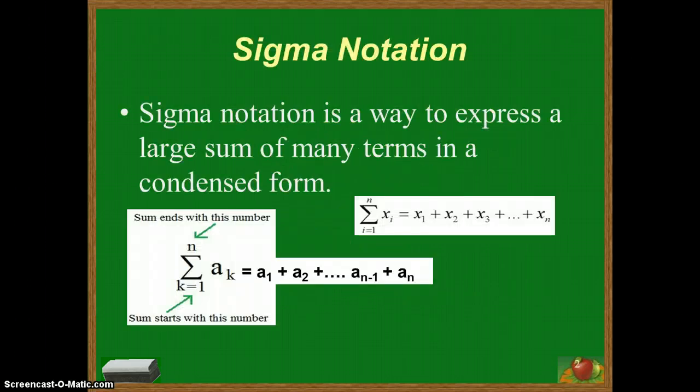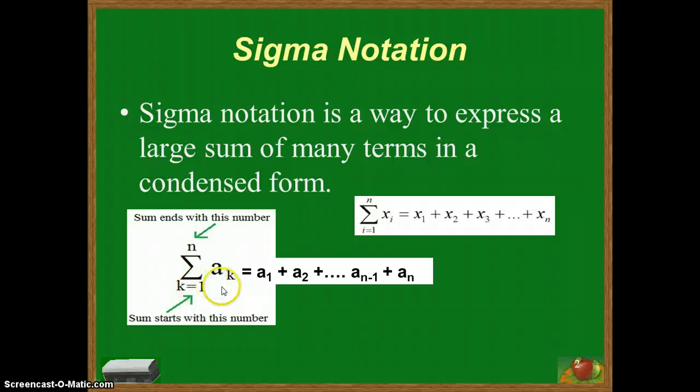The first thing, let's get some notation out of the way. Sigma notation is a way to express a large sum of many terms in a condensed form. Here's an example. We use the Greek letter sigma to represent the summation. Here, this is called the index, and this is where the summation starts. We're starting at the first term, and we're going to the nth term. Usually they use i or k or maybe j as the index number.